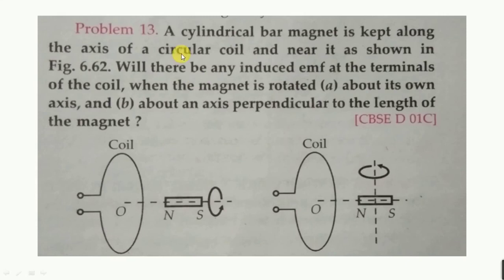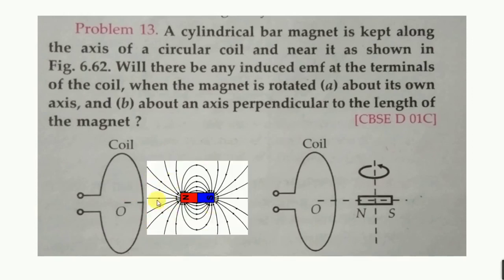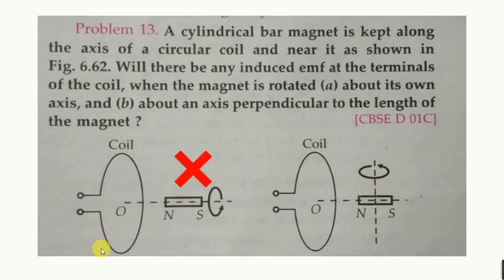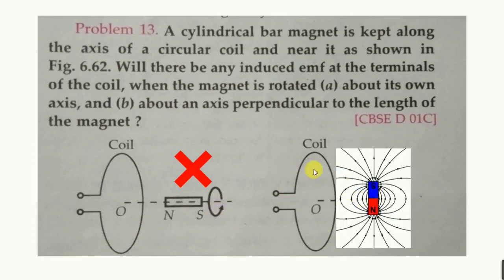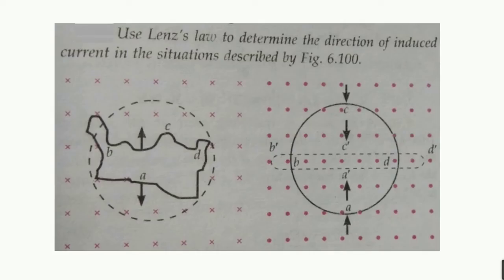Now in this question we are rotating the magnet like this, and in this question we are rotating the magnet like this, and they are asking in which coil there will be an induced EMF. If you rotate this magnet out here like this, there will be no change in flux, so there will be no induced EMF out here. But if you rotate the magnet out here like this, there will be a change in the flux through this coil, so out here we'll get the induced EMF. Now you can try this question.